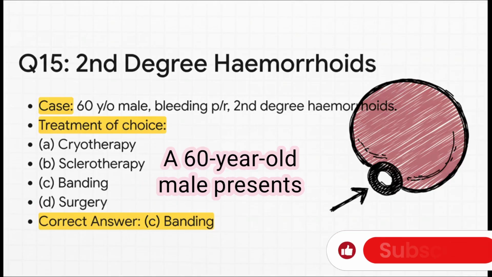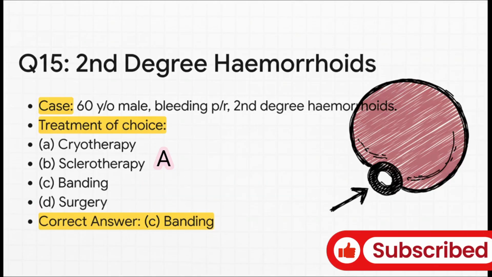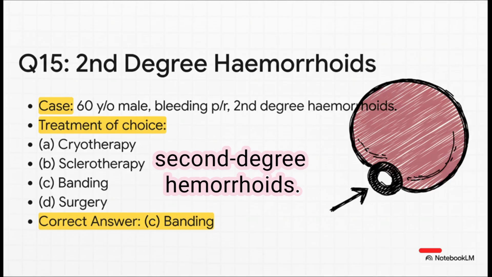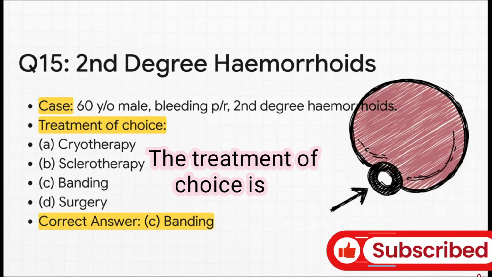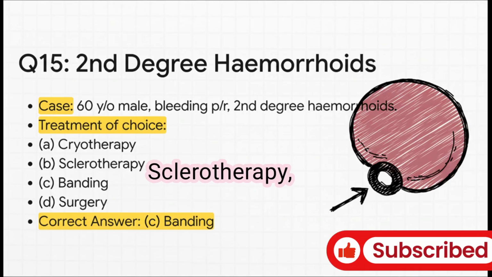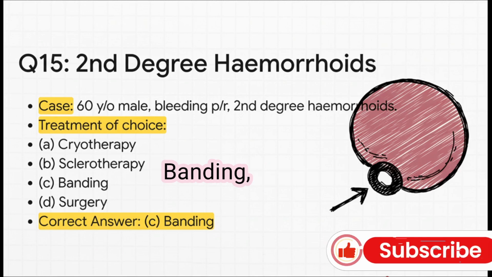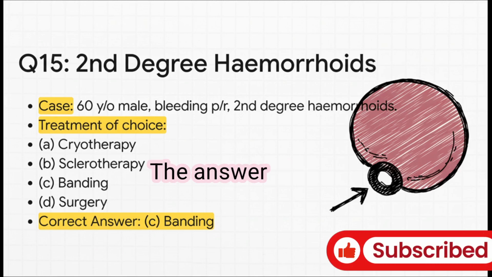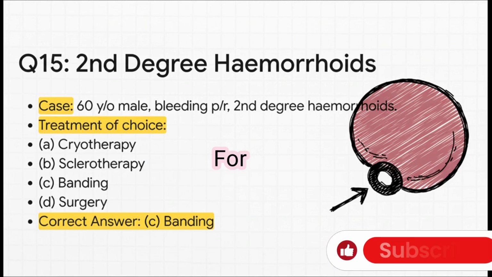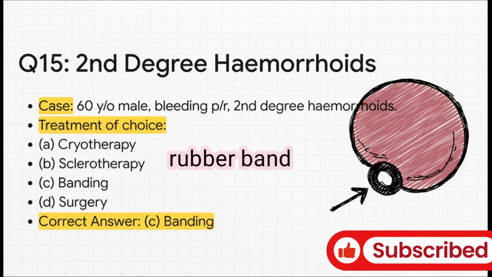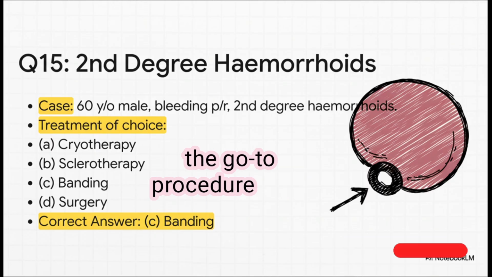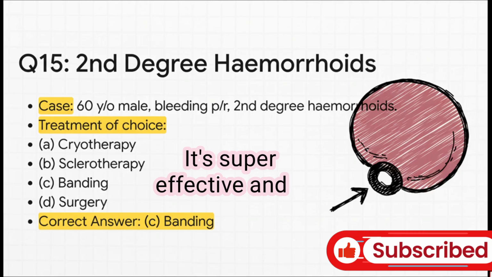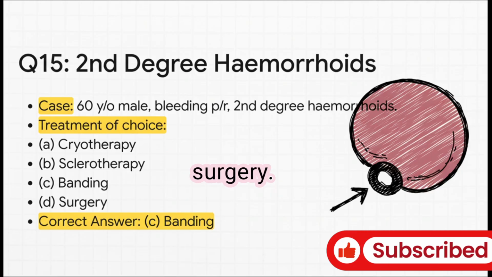Question 15 gives us another scenario. A 60-year-old male presents with bleeding per rectum. A proctoscopy reveals second-degree hemorrhoids. The treatment of choice is A. Cryotherapy, B. Sclerotherapy, C. Banding, or D. Surgery. The answer is C. Banding. For symptomatic second-degree hemorrhoids, rubber band ligation is really the go-to procedure in an office setting. It's super effective and a lot less invasive than jumping straight to surgery.